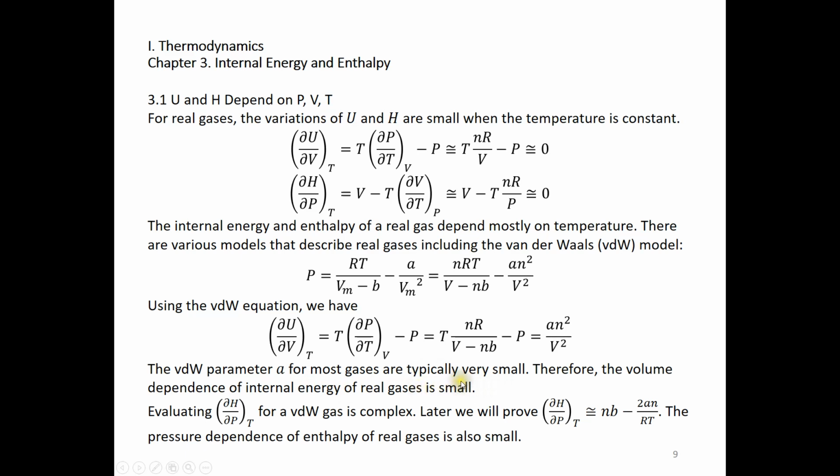There's not much interaction between those gas particles. Alright? It's also possible to evaluate delta H over delta P on a constant temperature condition. It's a bit more difficult than this. There are many steps, but we can still prove this. Delta H over delta P is roughly NB minus 2AN over RT.